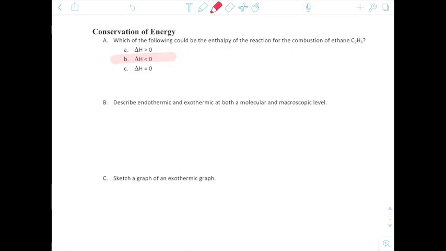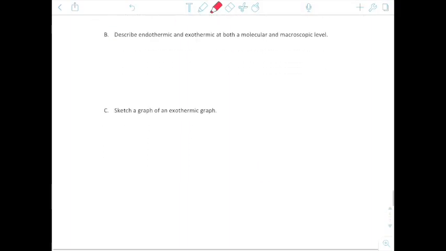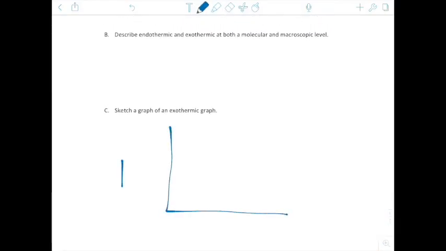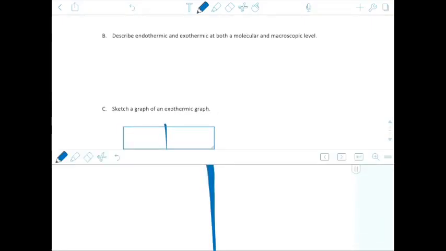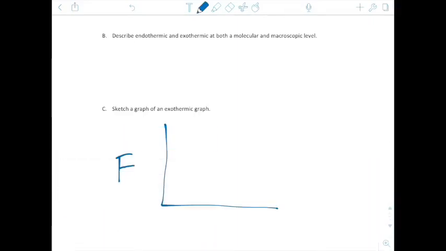Sketch a graph of an exothermic reaction. So an exothermic reaction, when we set up a graph, we'll have our energy diagram where we have energy, and we see that we'll start off very high here, and then go down, and then level off. And so we'll have our delta H value. It will obviously be negative. We see that the energy will have gone down.